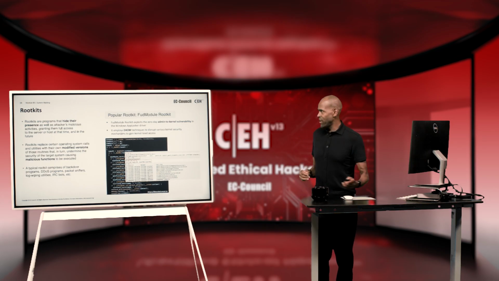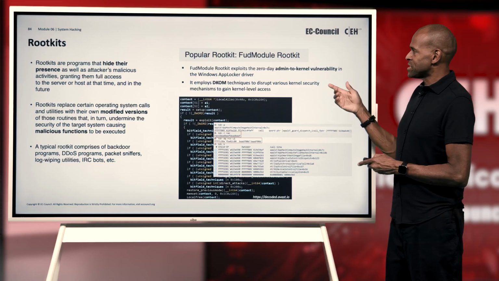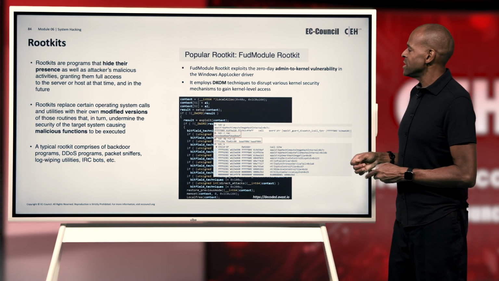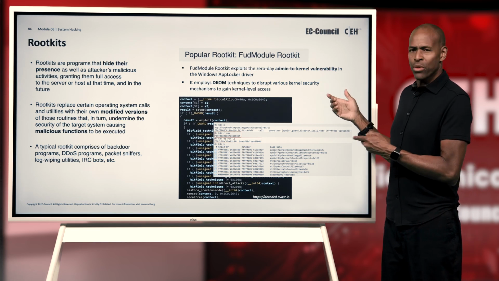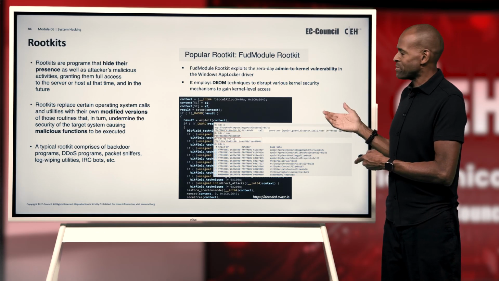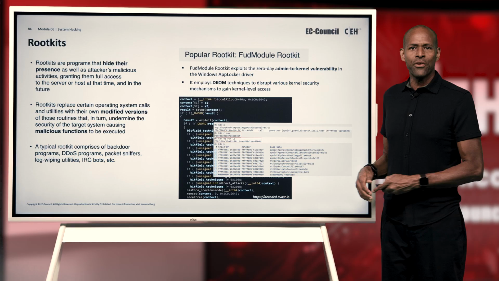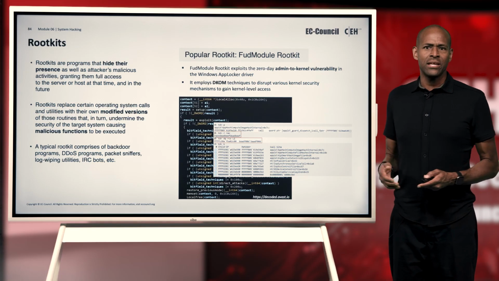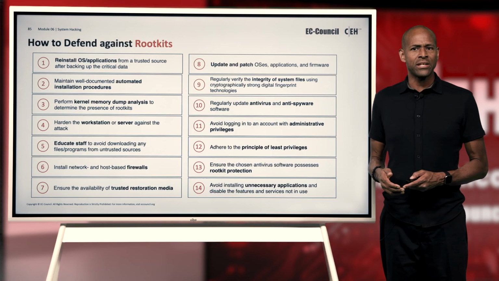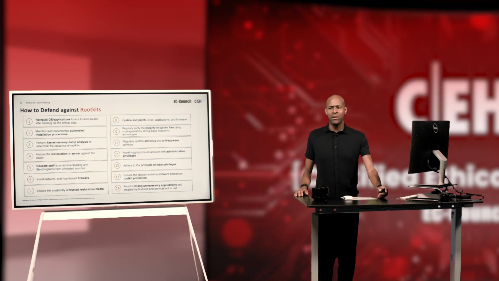So let's have a look over here at one of the rootkits out there. This is called a Fun Module rootkit, and it's an admin to kernel vulnerability that it takes advantage of. It uses a decon technique to disrupt the kernel security mechanisms, and then it slips in underneath where you can't even tell that it's there. So rootkits can be pretty bad, and there is a tool that I like for rootkit detection.